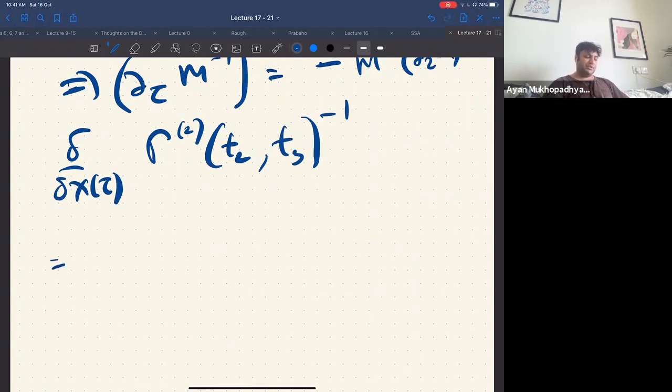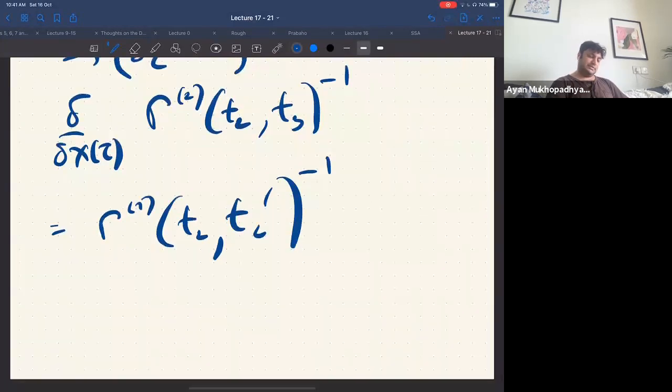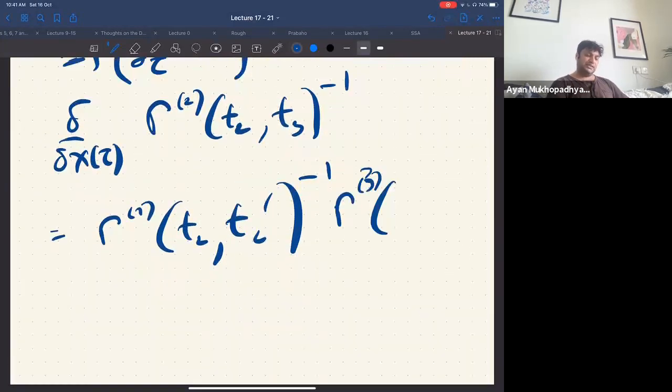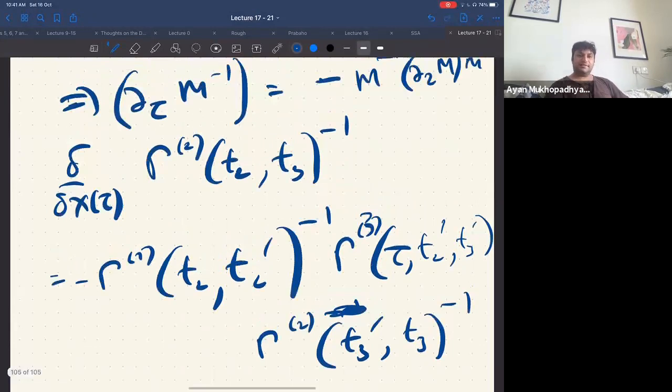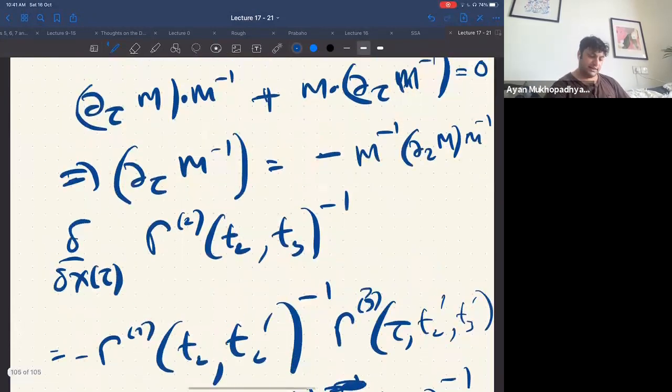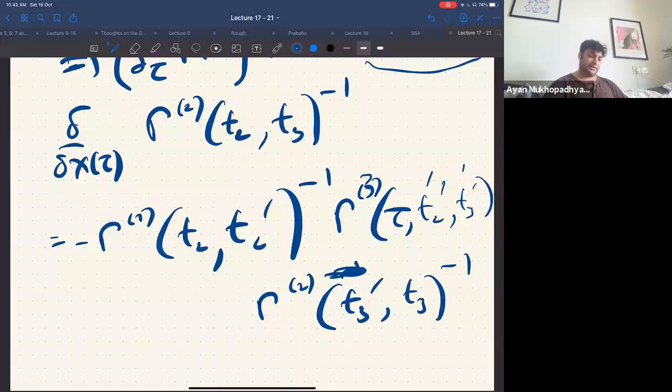So for that, that should be equal to gamma 2 T2 prime inverse, and then gamma 3, so of tau T2 prime T3 prime, and then gamma 2 of T3 prime T3 inverse with a minus sign. All right, is this clear? It's simply, just follow through the definition of this stuff. So I just simply follow through the matrix multiplication rule here, and that's what I got.